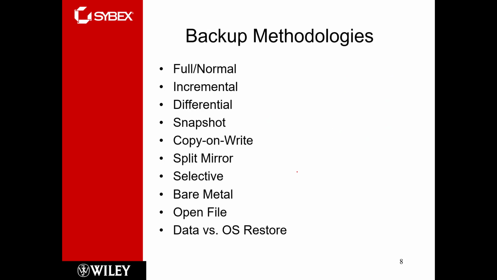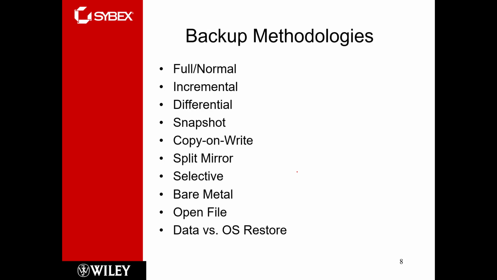Snapshot is a snapshot of a system at a given time. Copy on write is a way to copy the data as it is being written to a storage device. So you may have two storage devices that cover everything. Split mirror, same thing. Selective, same thing.